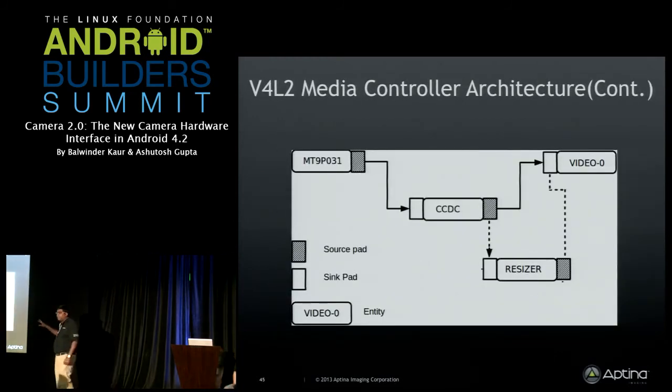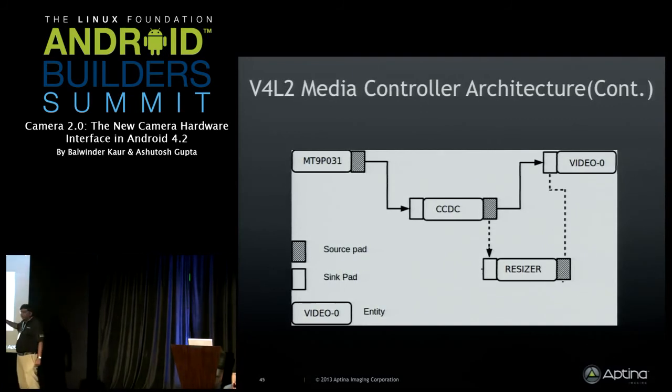So this is just an example I have taken from the OMAP3 ISP, which is a pretty simple one. If you see, this is the MT9P031 sensor, and the sensor is enumerated as an entity, and it has a source pad attached to it. The CCDC is the parallel imager interface of OMAP3. So the sensor is connected to the OMAP3 through the parallel interface. The sensor has the source pad and the CCDC has the sink pad, right? So the data coming out of the sensor is going to the CCDC.